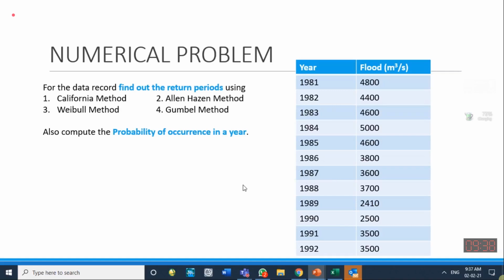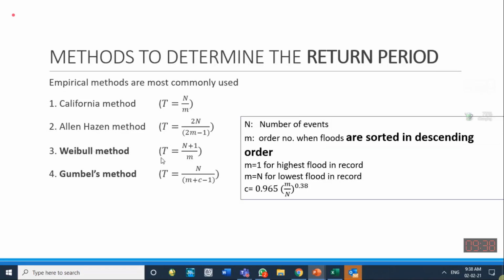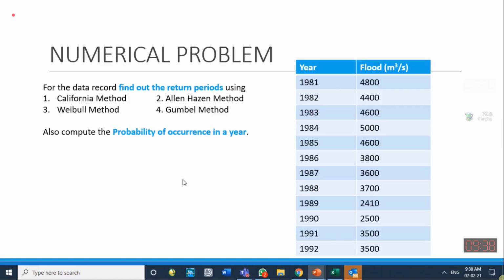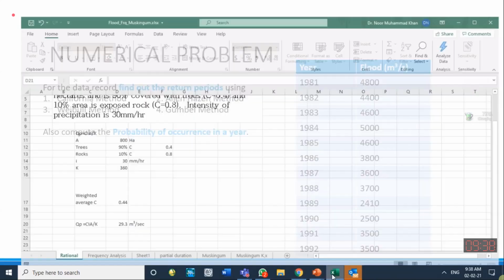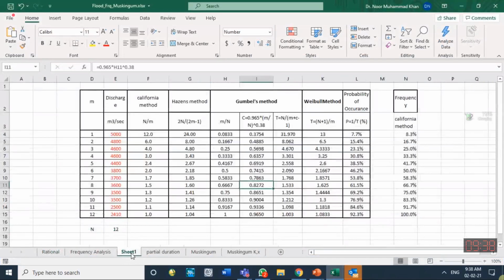So the method is to order them in descending order, and then give them a rank m, and then calculate the time period using the Weibull method, Gumbel, or California method, and calculate the probability. So you will get the return period of each of these flows. It has been done in Excel, and you might have to carry it out manually in the exam also.